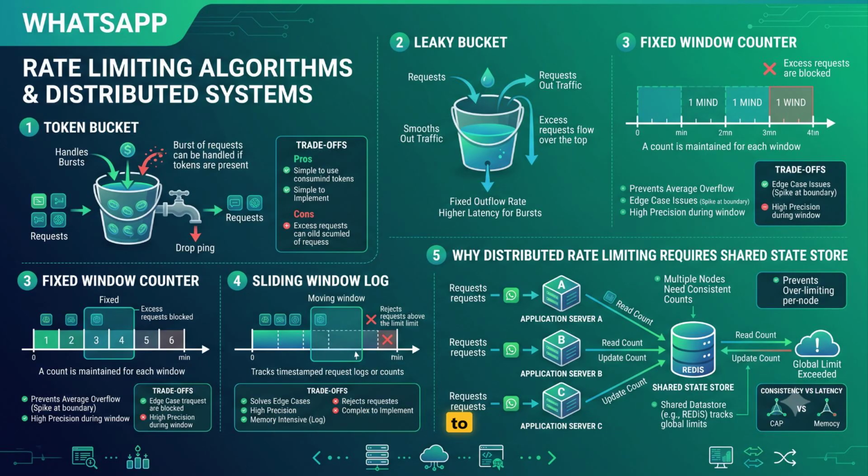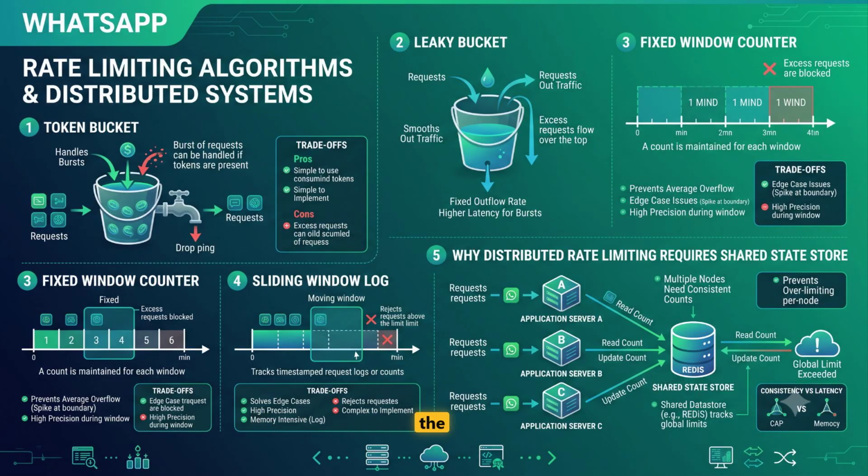Move your eyes right to the middle top section under number 2 leaky bucket. This acts like a water funnel with a small hole at the bottom. No matter how many requests you dump into the top, the outflow rate remains completely fixed and smooth. The massive downside here is that it adds significant latency for completely legitimate user bursts. Most engineers assume smooth traffic is always better, but if a burst happens, your users sit around waiting for the funnel to slowly drip their requests out.